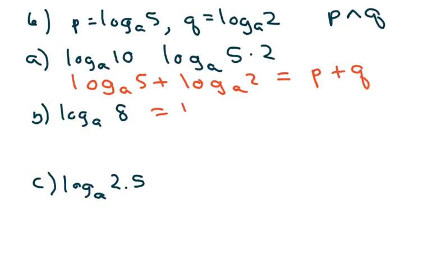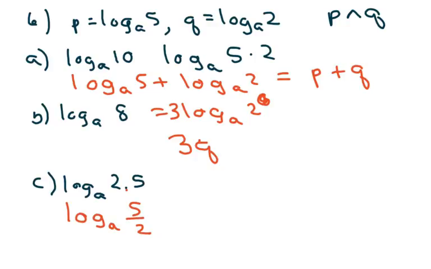This one I'm going to rewrite as log base a of 2 cubed. Move the 3 in front, use my power property. So I got 3 log base a of 2 is q, so 3q. And this is 2.5. So 2.5 is 5/2. And I'm just going to expand using my quotient property.